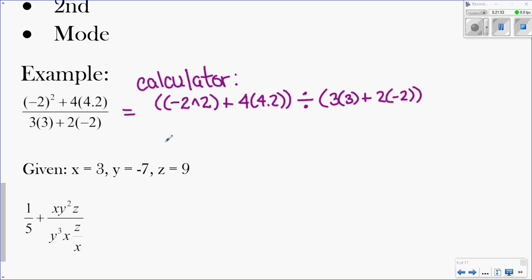Alright, so I'm going to do this on the calculator. Type in everything that I wrote on the screen and see what I get as an answer. Oops, 3 times 2 times negative 2. You should have an answer of 2.56.